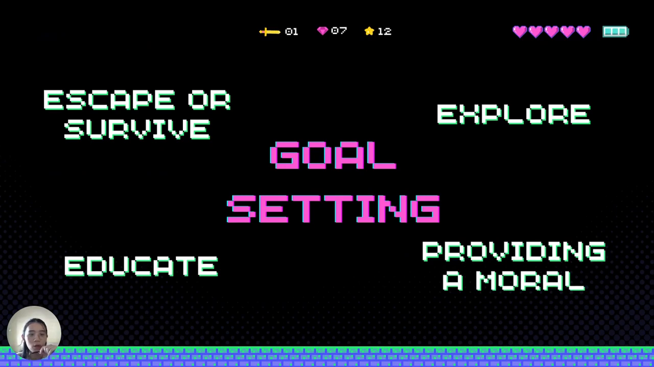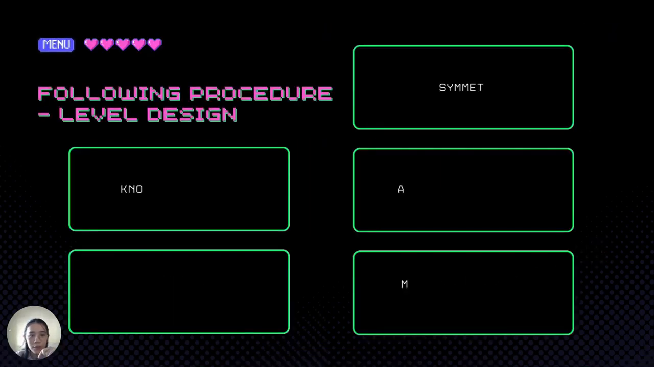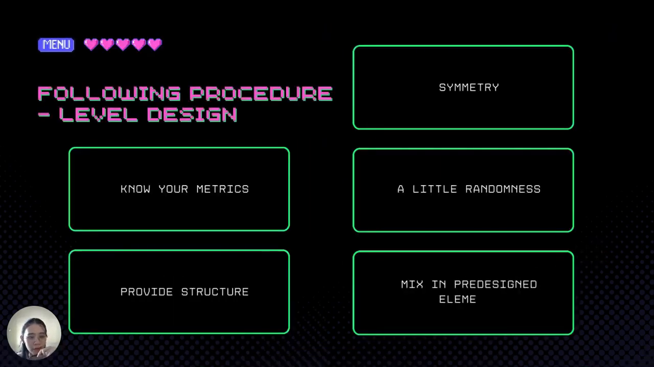Next, I will talk about the goal setting for the game. So the first one is to escape or survive, which is about storytelling with actions and locations. The second one is to explore, where it allows the players to discover the game at their own pace. The third one is to educate, where the game emphasizes conversations and invitations for the player goals and gameplay. And the fourth one is to provide a moral, where the game uses choice and consequences to deliver the game's moral goal.